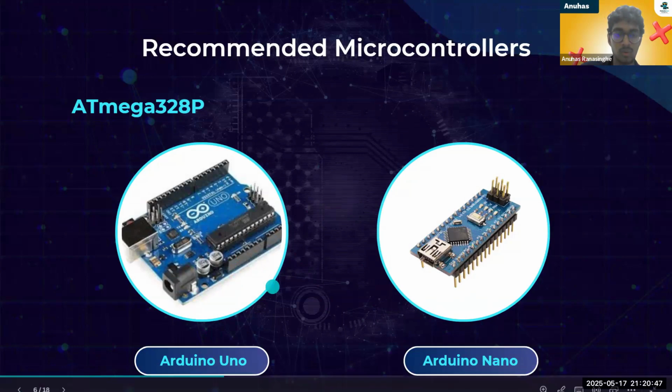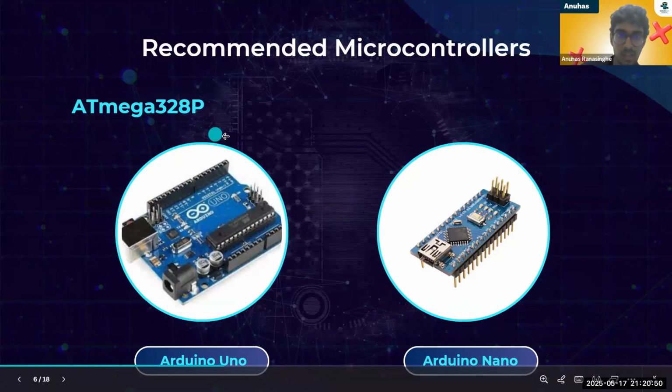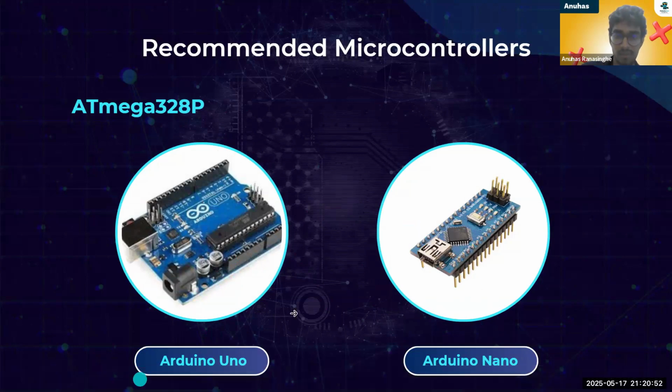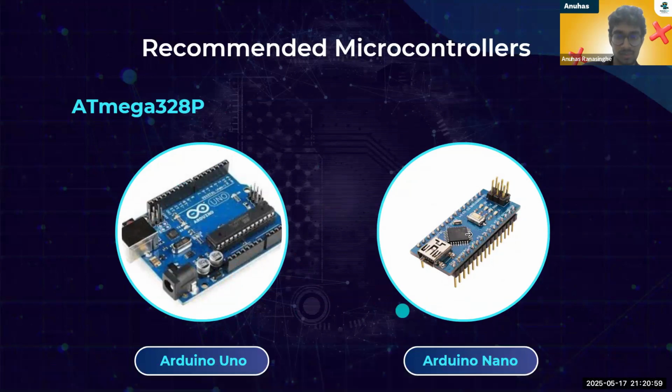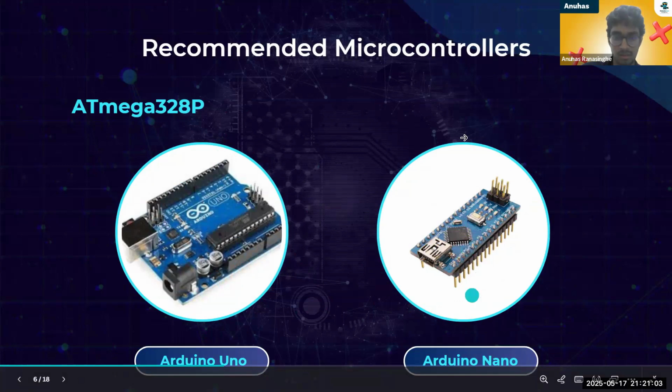So the Arduino Uno, we use basically for learning, and the Arduino Nano we can use to develop wearables and other things, because it is small, and we can include it inside our wearables as well. So we have to consider the microcontroller as well as the development board when we are developing a robot.